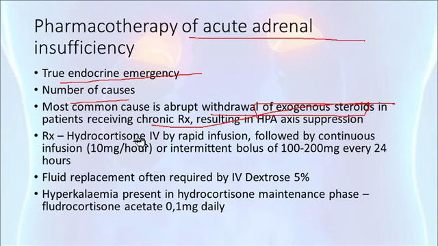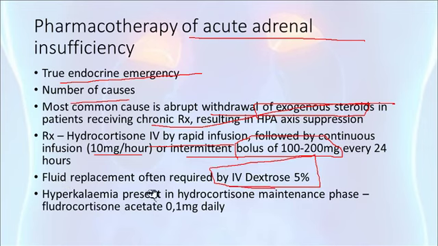And the way to treat them is IV hydrocortisone by a rapid infusion followed by continuous infusion of 10 milligrams per hour, or an intermittent bolus of 100 to 200 milligrams every 24 hours. Fluid replacement is often required by IV dextrose 5%, and hyperkalemia may be present in the hydrocortisone maintenance phase, right? That is the point after rapid infusion, and in that case you may need to use fludrocortisone acetate 0.1 milligrams per day. It's important to remember that stressful situations, surgery, infections, and trauma are potential events that can lead to acute adrenal insufficiency, right? As well.